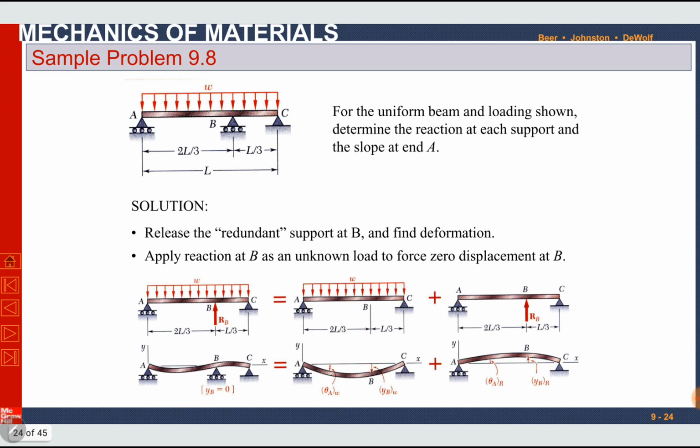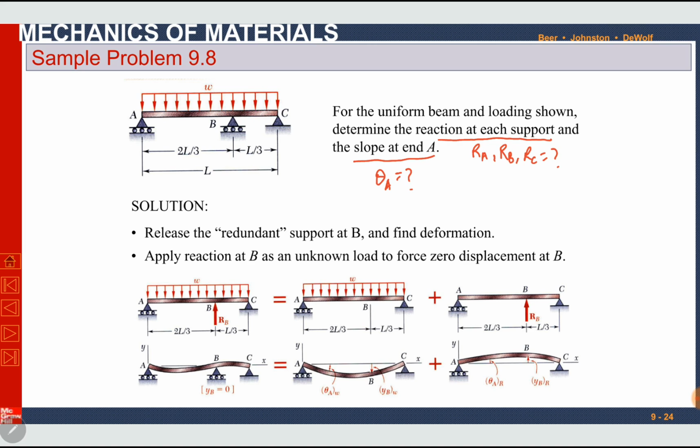Here is a numerical problem. Sample problem 9.8 from the textbook. For the uniform beam and loading shown, determine the reaction at each support and slope at end A. Reaction at each support. Here are 3 supports, RA, RB and RC. These 3 are required to be calculated. Slope at A is theta A.